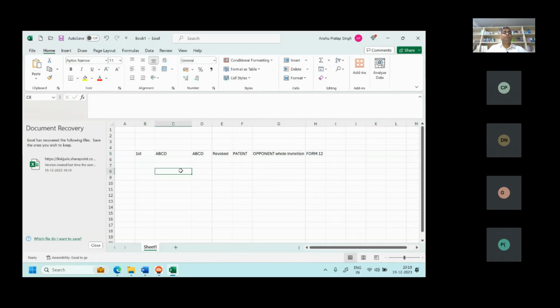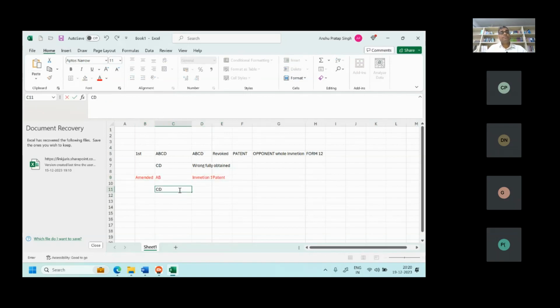Suppose it was decided that CD is your part. CD is wrongfully obtained. After taking it out, AB can survive. So if AB is amended, AB will be the invention for which the patent was granted. So this patent will remain for AB only, not for CD.